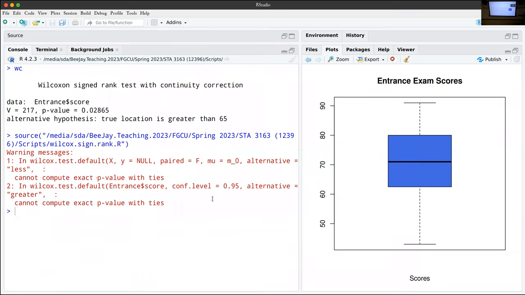One question before I type the output here. 217, is that B? B plus. It is B plus. We could have simply used B plus to find the p-value. Okay.